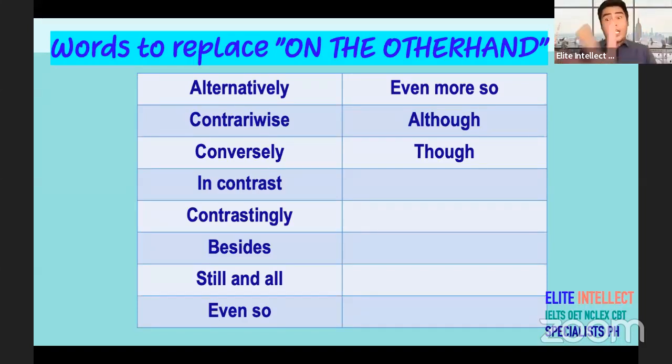All right, so look at that. Okay? These are the words that you may replace on the other hand. Do not limit yourselves to basic transitional phrases. Again, do not limit yourselves to basic transitional phrases. On the exam, you may use these. All right? Okay, so what else?